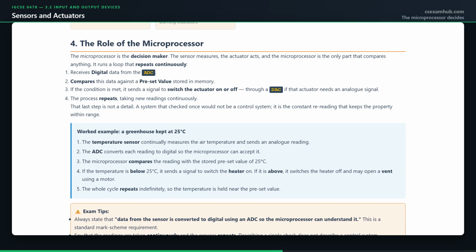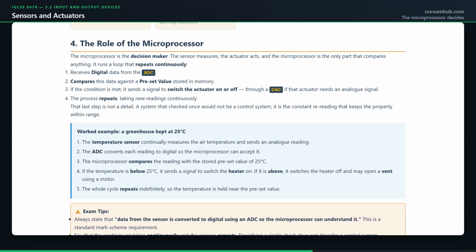The microprocessor is the decision maker, the only component in the system that compares anything. It receives digital data from the ADC. It compares that data against a preset value stored in memory. And if the condition is met, it sends a signal to switch the actuator on or off, through a DAC if that actuator needs an analog signal. That phrase preset value is worth having in your vocabulary because questions often award a mark for naming it specifically. It is the target the reading is measured against.